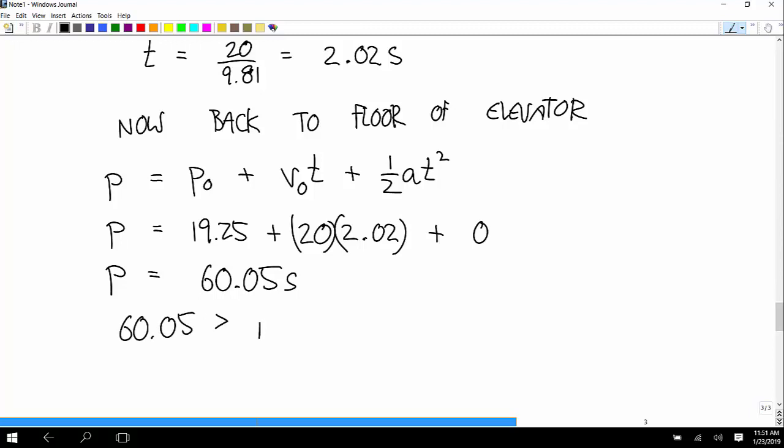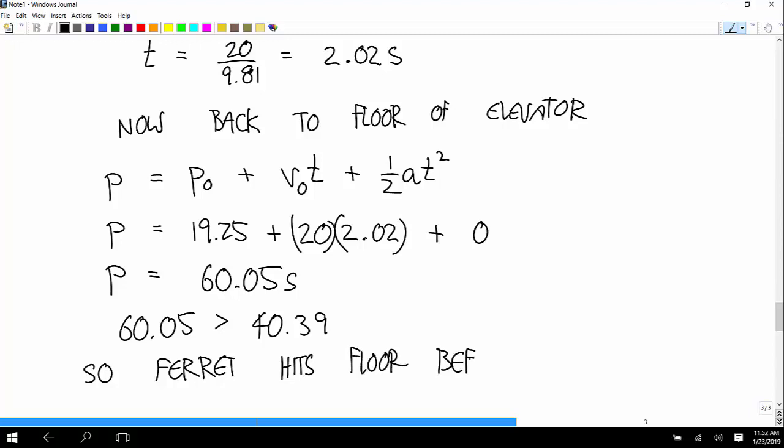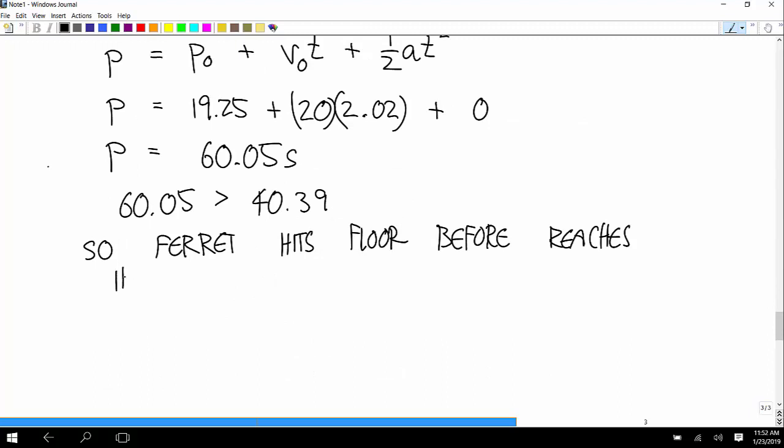60.05 is greater than 40.39. So the ferret hits the floor before it reaches its highest point. Anybody have any questions about that? That's really long. When I thought of doing that, I hadn't thought about it hitting the floor. So you could just do this in a really, really tall elevator standing on a ladder, and then you don't have to worry about it. That's probably the way to go.